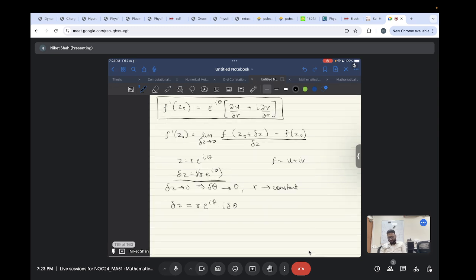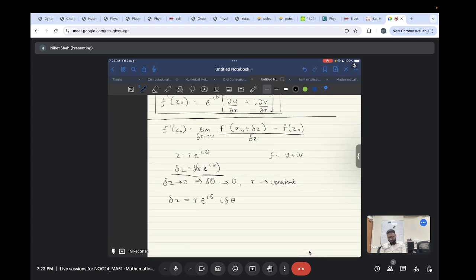Okay, and then let's put it up here. f prime of z0 is equal to limit delta z tends to 0 of u of r0 comma theta 0 plus del theta plus i v r0 comma theta 0 plus del theta, minus u r0 theta 0 minus i v r0 theta 0, divided by r e raised to power i theta i del theta.